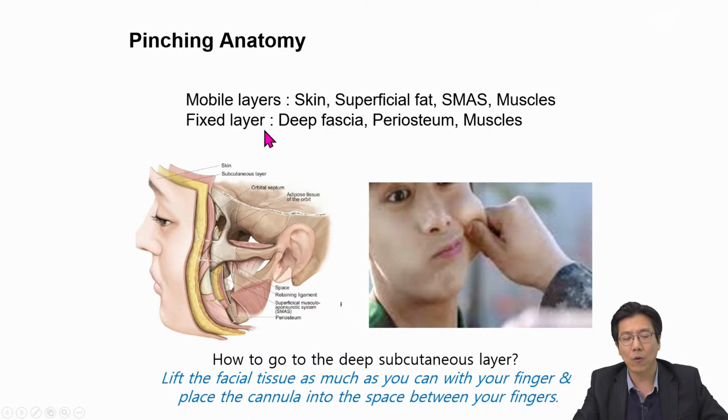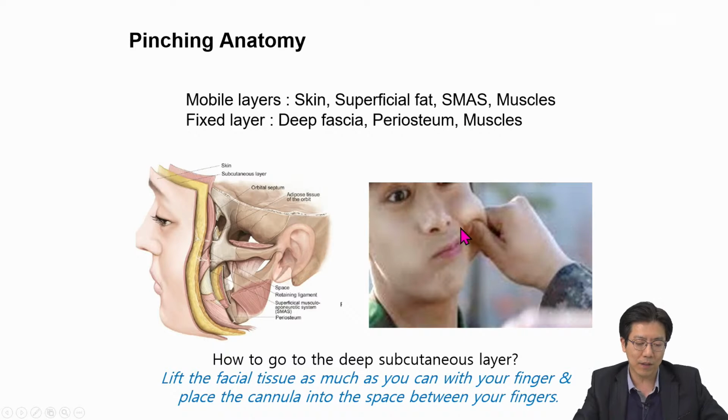We know that on our face there are two kinds of structures, mobile layers and fixed layers. For example, skin, superficial fat, cells, and some muscles are mobile structures. So when you pinch up as much as possible, you can lift up skin, subcutaneous fat, cells, and some muscles. Compared to these structures, deep fascia, periosteum, and some deep muscles are fixed ones. So I cannot lift these anatomical structures with my fingers.